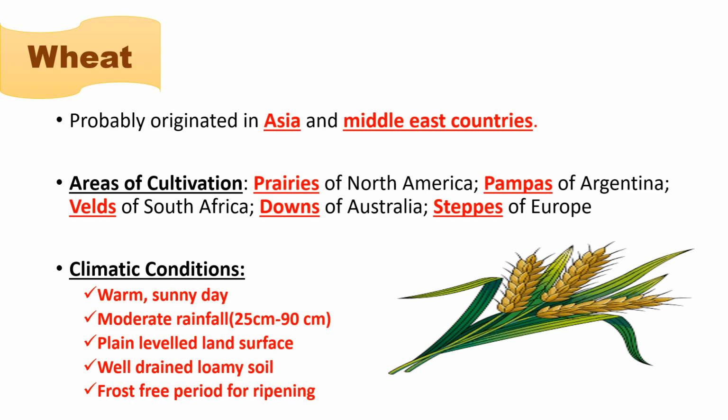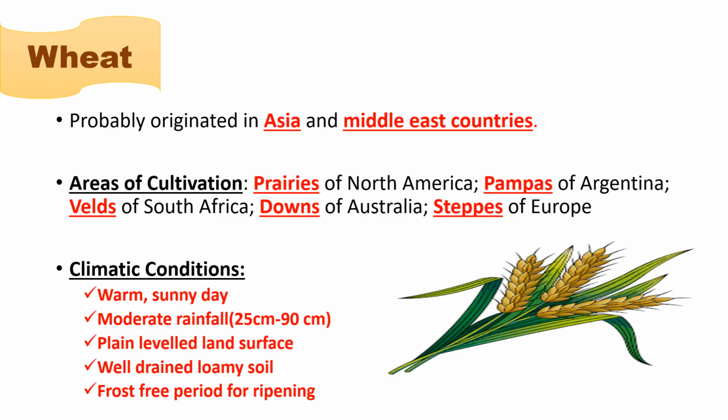Then we talk about the climatic conditions required for wheat cultivation. The very first point is warm and sunny days. Moderate rainfall is needed. Moderate means 25 centimeter to 90 centimeter. If we talk about above 100, that will be high rainfall. So high rainfall is not needed; moderate rainfall is needed for wheat.